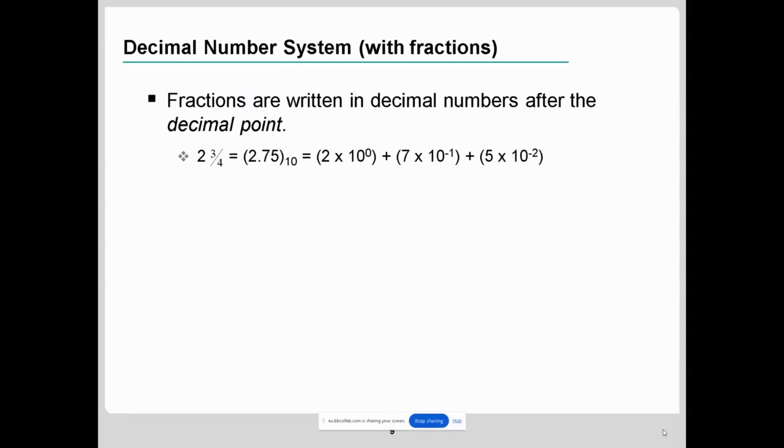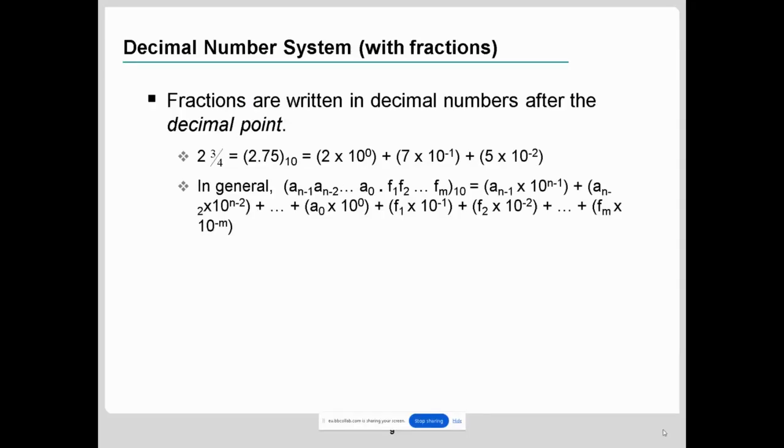That is 2 3 divided by 4, 2.75. So can you see here 2 multiplied by 10 to the power 0, then 7 multiplied. Okay, now we will explain this with an example. In general, now we have two parts. In the previous example, we didn't have the fractional part, but now we have the whole part and the fractional part. So this 2 is the whole part, and this is the fractional part.